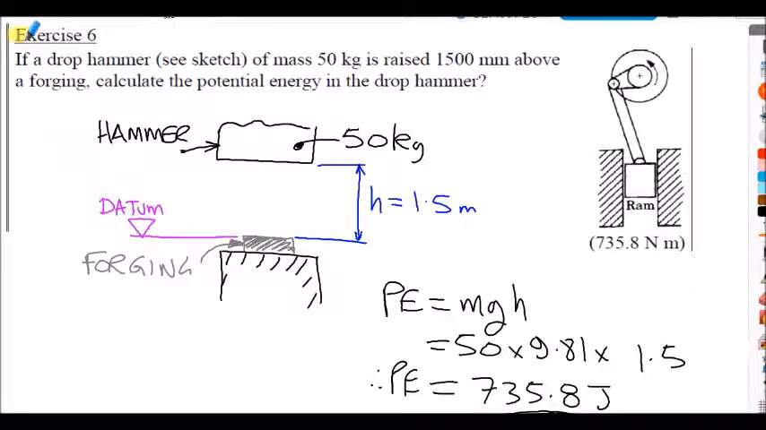Here's the solution to exercise 6. Our drop hammer is shown here, having a 50 kilogram mass. It's raised 1500 millimeters above the forging. I've changed the height from millimeters to meters, so 1.5 meters above the forging. And I've taken my datum as the top of the forging here. So to work out the potential energy, it's simply mgh. Mass is 50 kilograms. g is always 9.81. In this case, the height is 1.5 meters. So the potential energy of the hammer in its position 1.5 meters above the forging is 735.8 joules.